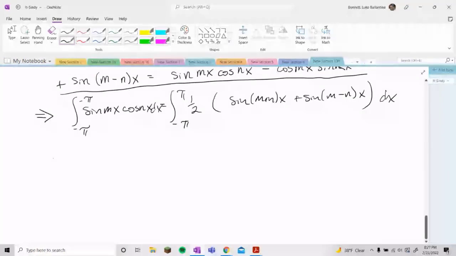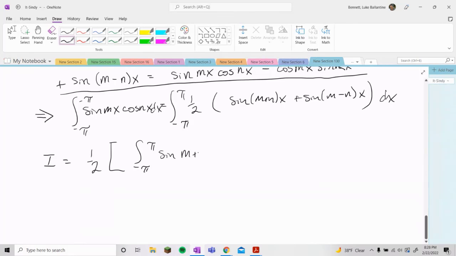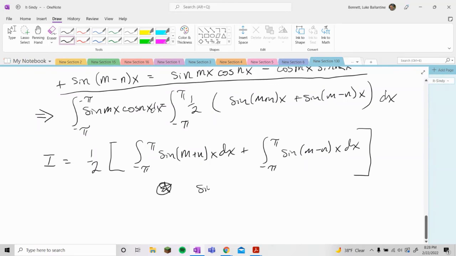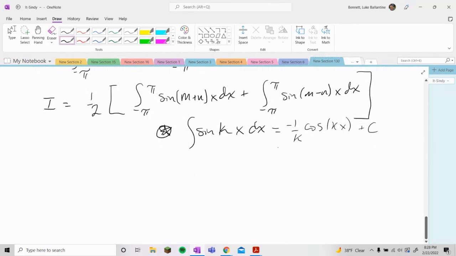So we have I equals 1/2 integral from negative pi to pi of sine (m plus n)x dx plus the integral from negative pi to pi of sine (m minus n)x dx. So remember, if we have the integral of sine of kx dx, this is 1/k times negative cosine kx plus c. So then we integrate this one and this one.